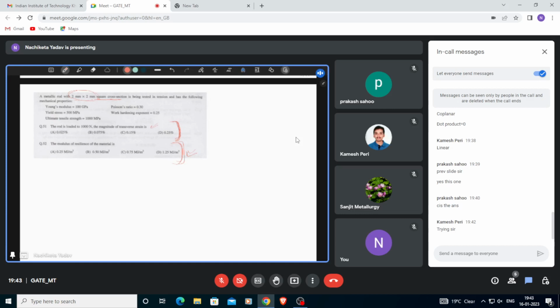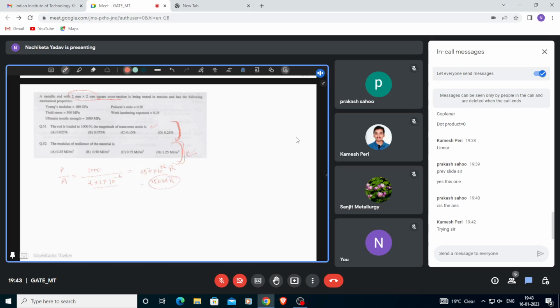So it is loaded, so what will be the stress? Simply we calculate P by A. This is 1000 Newton. This is 2 into 2 square cross section, not diameter. What I did wrongly was pi by 4 d square. Here it is 2 into 2 in meters. We are converting it into meter square. So we get 250 into 10 to the power 6 pascal, 250 megapascal.